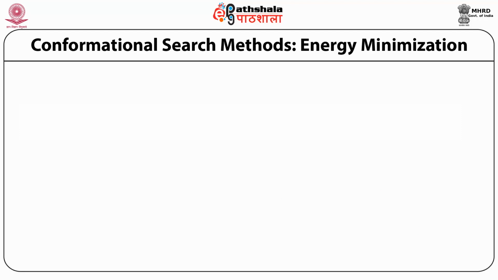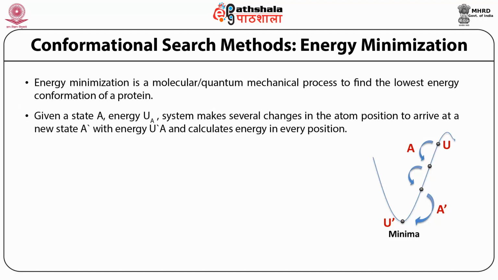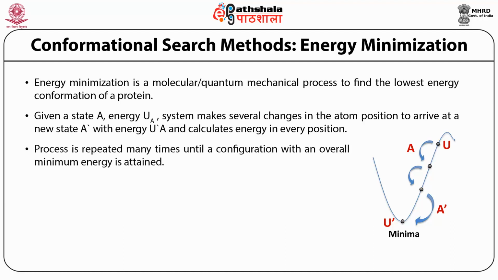Conformational search method using energy minimization. Energy minimization is a molecular or a quantum mechanical process to find the lowest energy conformation of a protein. Given a state A with an energy UA, the system makes several changes in the atom position to arrive at a new state A dash with the energy U dash A and calculates the energy in every position. The process is repeated many times until a configuration with an overall minimum energy is attained, as shown in the figure.